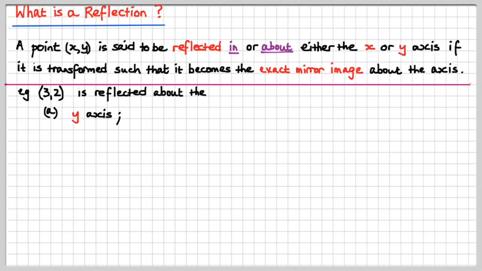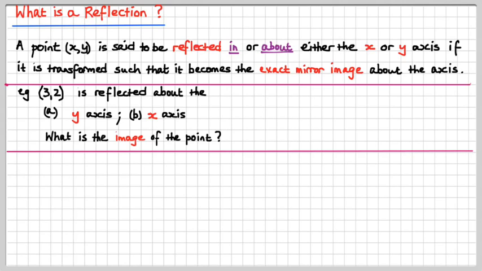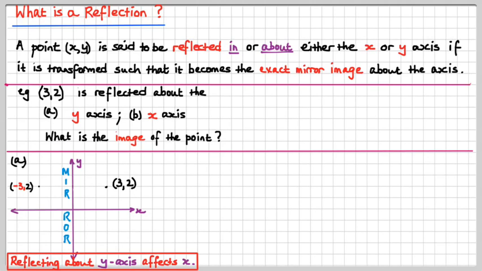For example, the point (3, 2) is reflected about (a) the y-axis and (b) the x-axis. What is the image of this point? Alright, let's do that. Here's the point (3, 2). Now, we're going to reflect it about the y-axis. So you think about where it's going to go. This is where it's going to go. The thing for you to notice is that the mirror was the y-axis and the x value was what got affected. You see that? So therefore the image is (-3, 2).